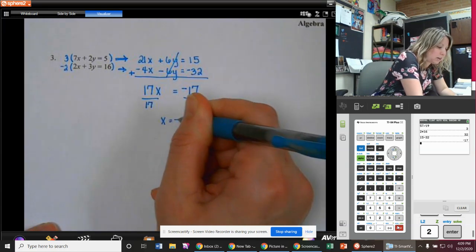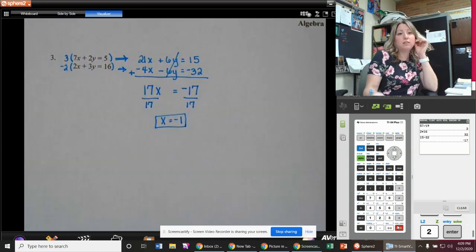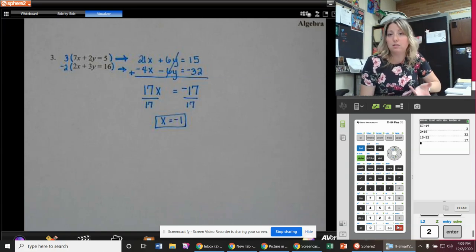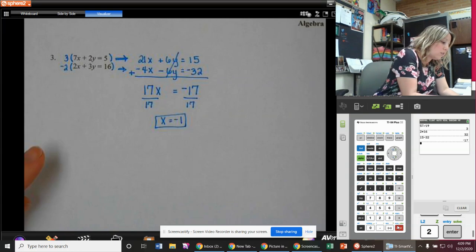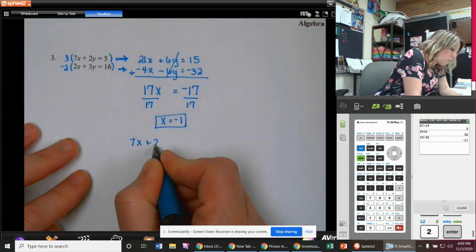I get x equals -1. So that's my answer for my first variable. So let's substitute that back into one of the two original equations. Again, doesn't matter which, and honestly, one isn't really easier than the other because they all have coefficients. So let's pick the first one. 7x plus 2y equals 5.